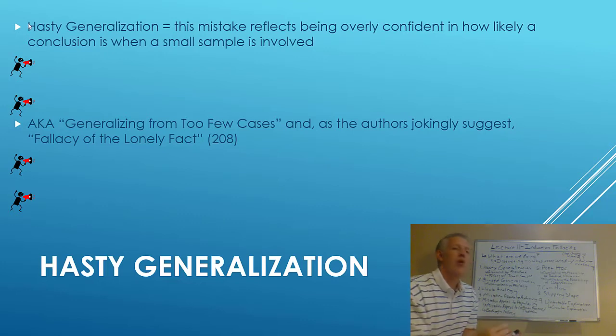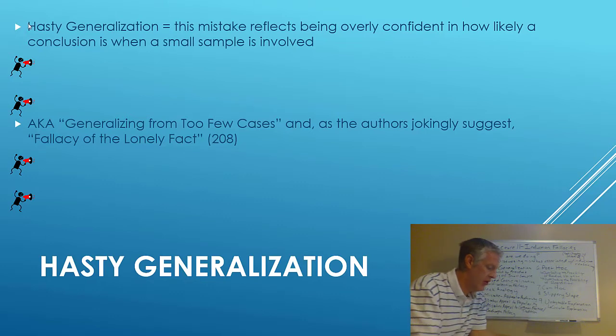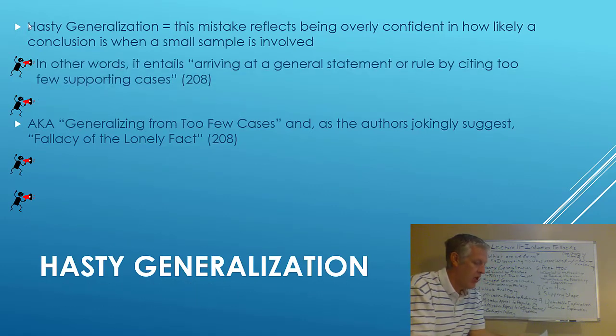Okay, so one way or another, and there's all sorts of different ways that this is referenced, depending on the context, the overriding theme here is that your conclusion is voiced much too strongly given the small sample or the number of things you're dealing with. It's not enough to support this much grander conclusion that you want to reach. As they point out on page 208, it entails, quote, arriving at a general statement or rule by citing too few supporting cases.